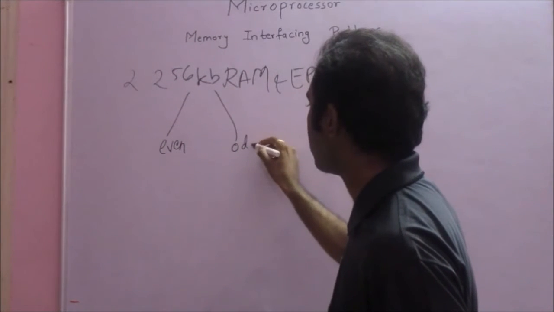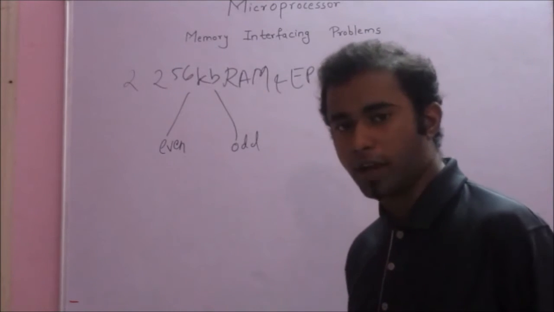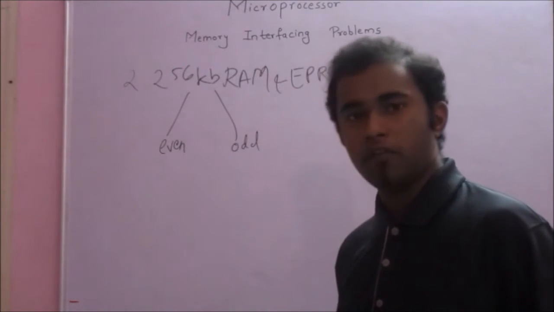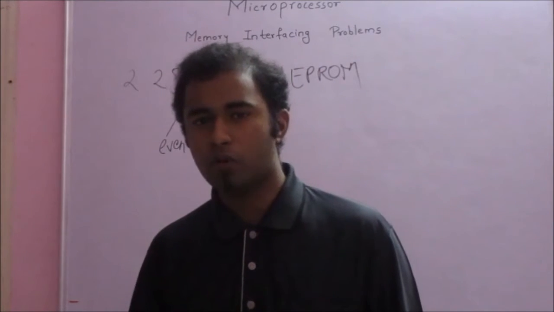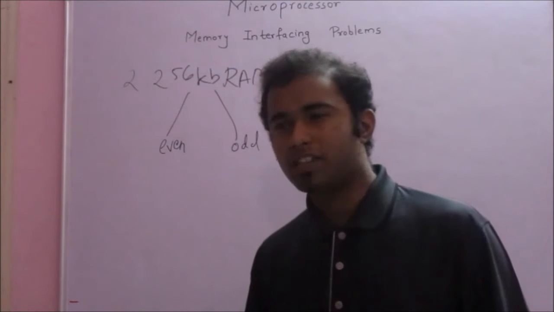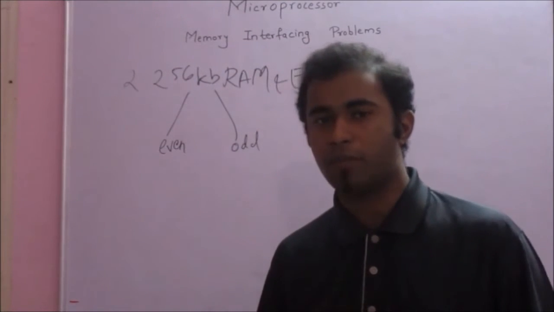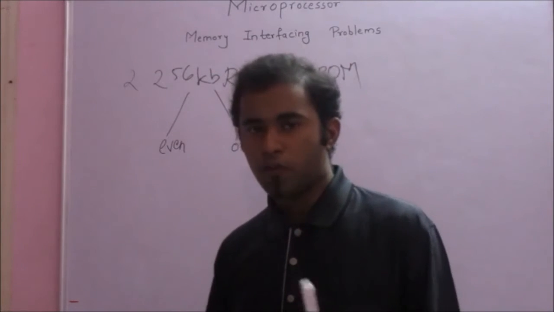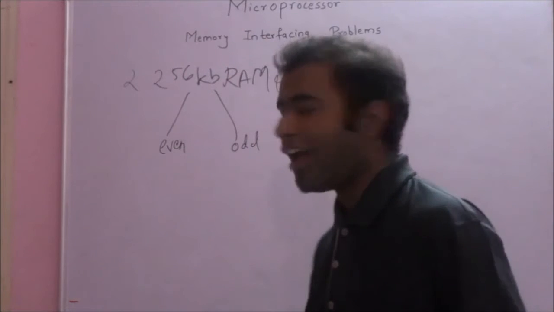You know, there are basically two types of memory banks, the even bank and the odd bank. You might have learned it in the 8086 operating modes, in which two lines of 8086 are used to address the even bank and the odd bank. If you are not clear, then please do see that video by Studyleague.